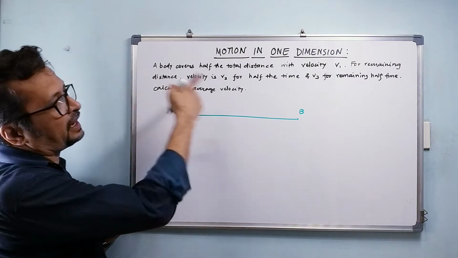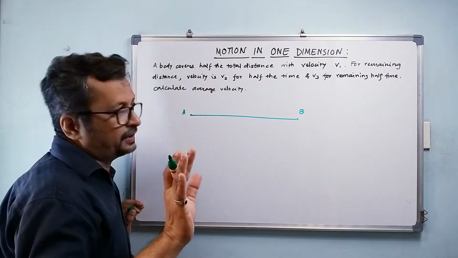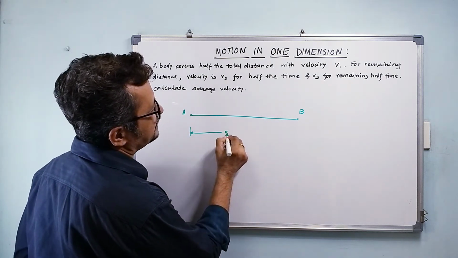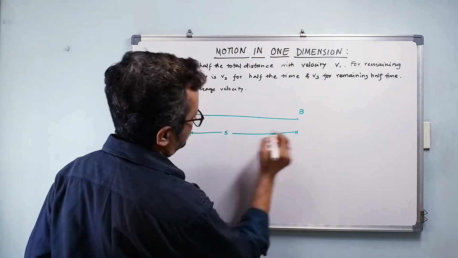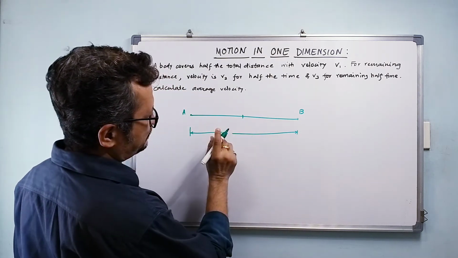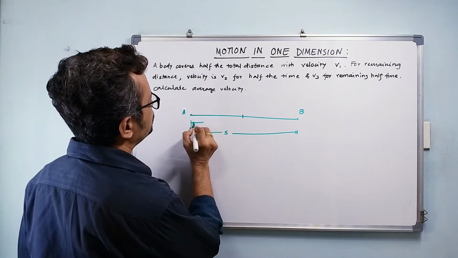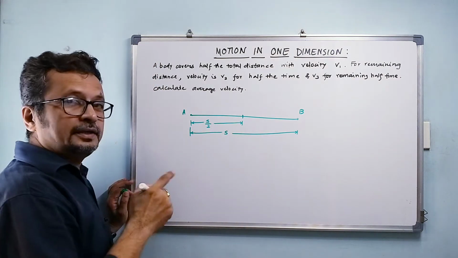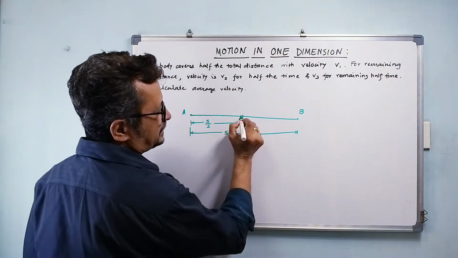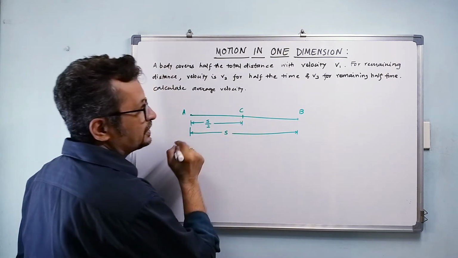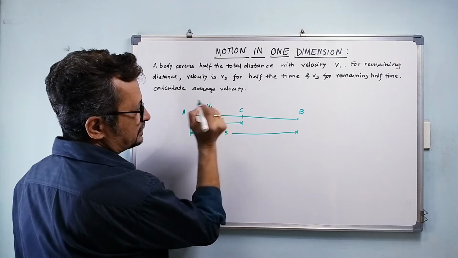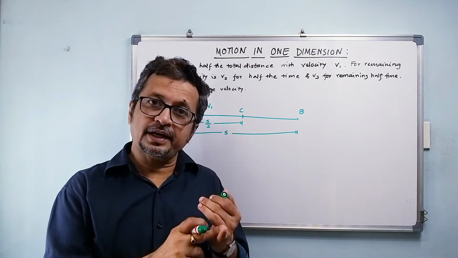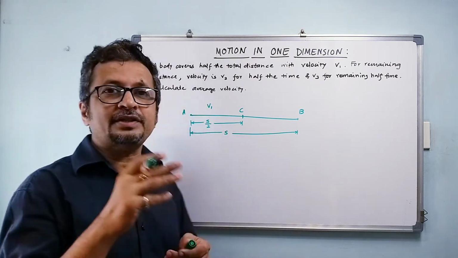They say it covers half the total distance with velocity v1. If my total distance is, if I call this distance s, then half the distance, that is maybe this much, that is s by 2. I start from A and I'm going to reach C here. My velocity is going to be v1. Do I know the time? I don't know, but I can find time. I know the velocity, I know the distance, I can find time. Now what is happening next?